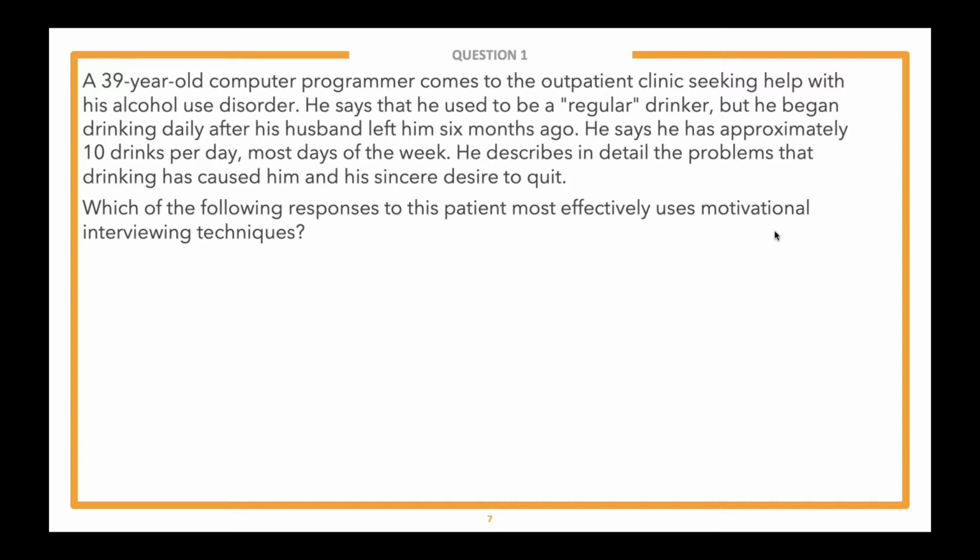Which of the following responses to this patient most effectively uses motivational interviewing techniques?